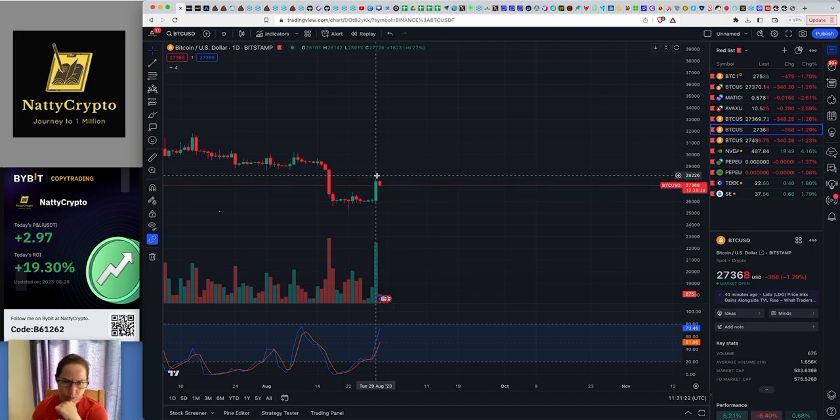And then you've got your wick up here. It's run out of steam. And you kind of see what's happening next. As you can see so far on today's daily candle, it's quite a full red. We need to see where that stops.